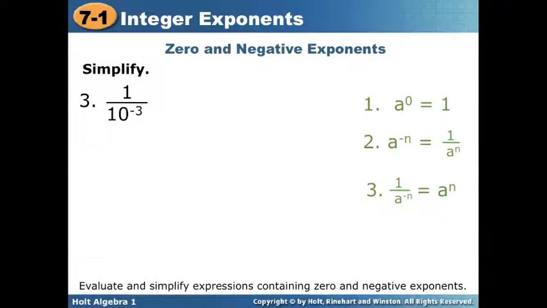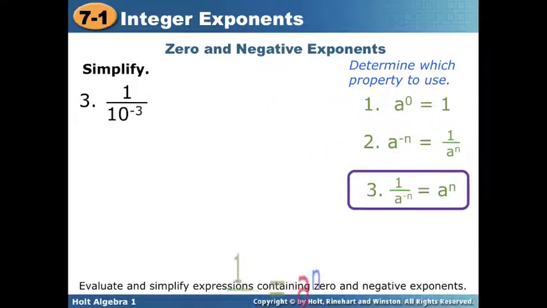Example number 3. 1/10 to the negative 3rd. Notice, the property we will use is property number 3. We can flip this negative exponent to the numerator to make it become positive. So we have 10 to the 3rd power. Again, simplify your answers. This gives us 1,000.